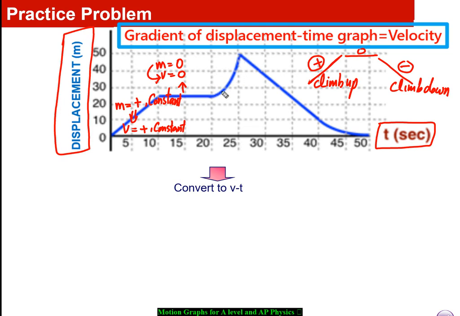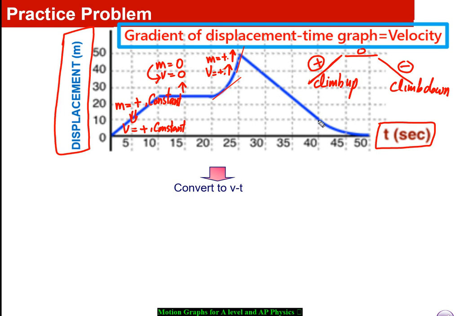Okay, look at this part now. What is the gradient of this line? Is the gradient positive? Is the gradient increasing? Simply, for this part we can say the gradient is positive. Why is it positive? If you draw a tangent line here, it has a positive gradient. If you draw it here, it is even more positive. So the gradient is positive and increasing, which means velocity is positive and velocity has to be increasing.